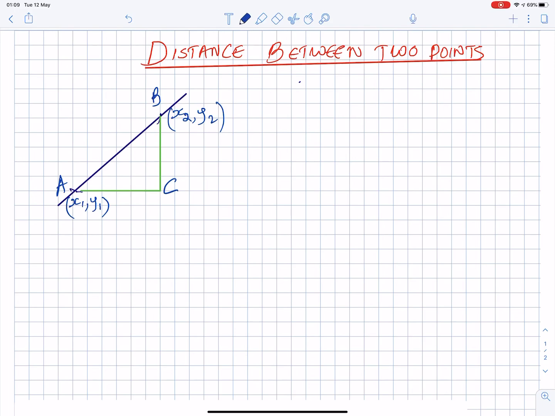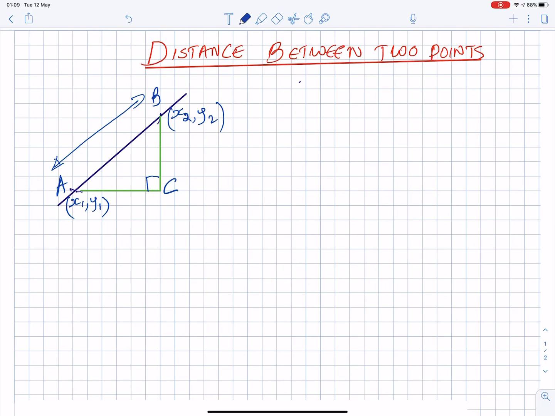So we have a straight line AB with points (x1, y1) and (x2, y2), and we want to find the distance AB from A to B. I've extended the line, the green lines, where I can form a right angle triangle to demonstrate how to do this. So we have a right angle triangle.